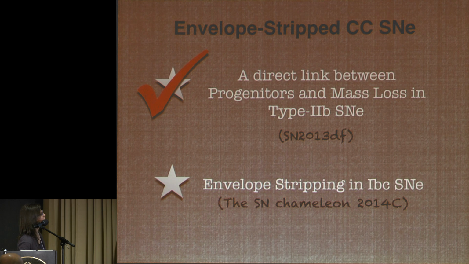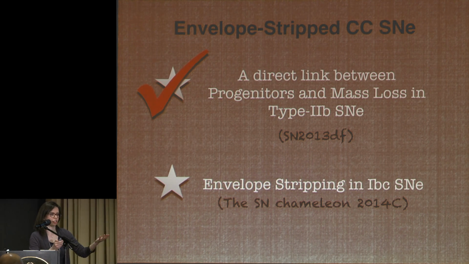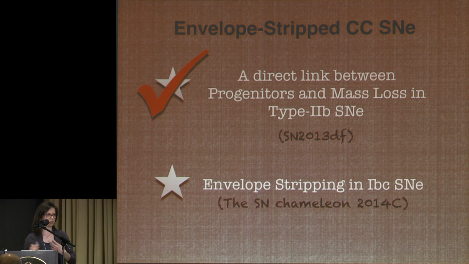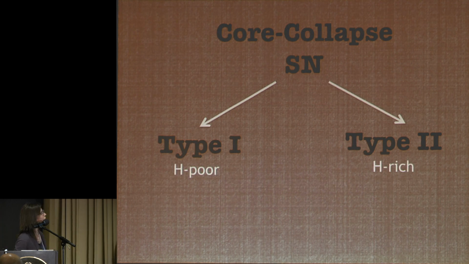Okay, so let's move on to the second topic. Now I told you something about supernovae that had some hydrogen at the time of the explosion, and then the hydrogen features went away, so type 2b's. Now I'm going to tell you something about the other way around, supernovae that were born without hydrogen, and then they build up hydrogen.